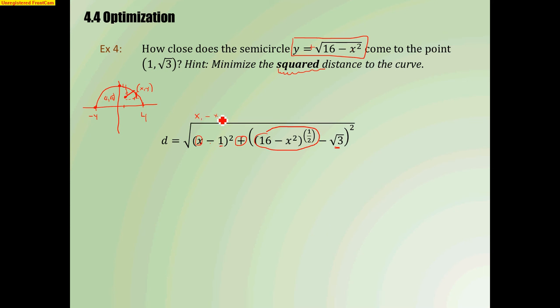x1 minus x2 squared plus y1 minus y2 squared. So if I call this my x2 and y2, this is my x1 and that's my y1. But again, how do I find a y height if the y is on the semicircle? I plug in the corresponding x. So I could take the derivative of this expression, but I would have a lot of crap to do because I have that radical.